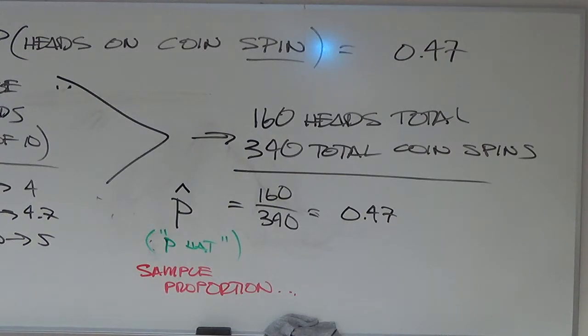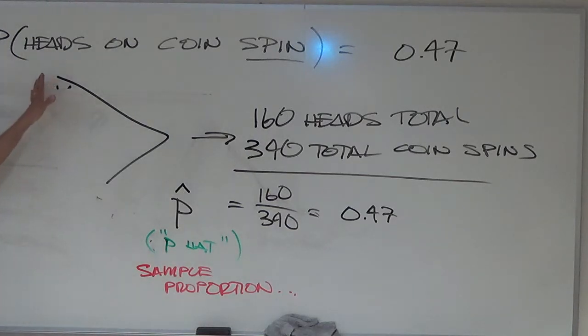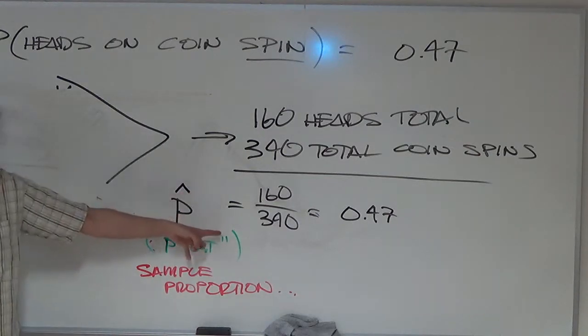What we calculated. Oh, but remember. Okay, good. Let's make this a little bit easier for everybody. All this stuff we did over here, we can't use that anymore. Because that was the average number of heads per 10 spins. We're losing all of that individuality and putting it in one big pot. And that big pot is 160 heads out of 340.